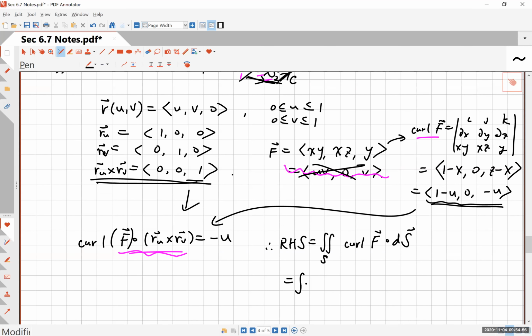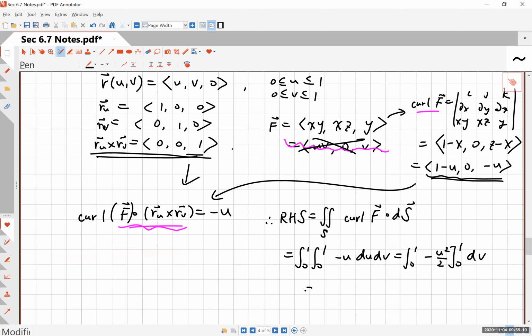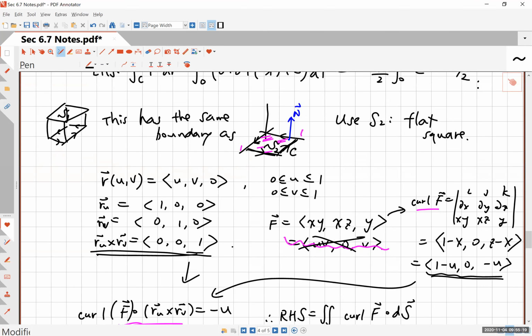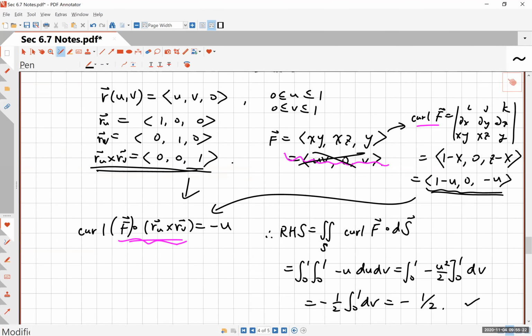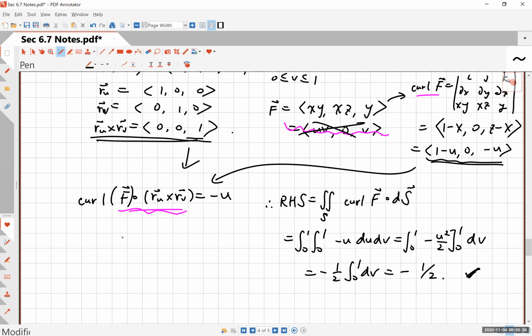And this turns out to be the integral from 0 to 1, integral 0 to 1, negative u du dv, and this is negative u squared over 2 from 0 to 1 dv, and of course that's negative 1/2. And then the integral from 0 to 1 of dv is 1, so you get negative 1/2. So you can see you get the same answer, right? But the thing is, I didn't have to integrate 4 different integrals. Here, I did all that in one integral because I found one convenient surface S whose boundary is C, the 4 sides of the square, and you use Stokes theorem.